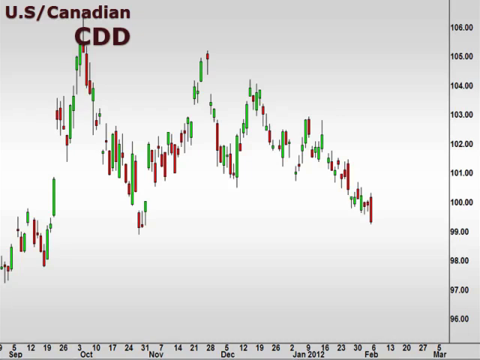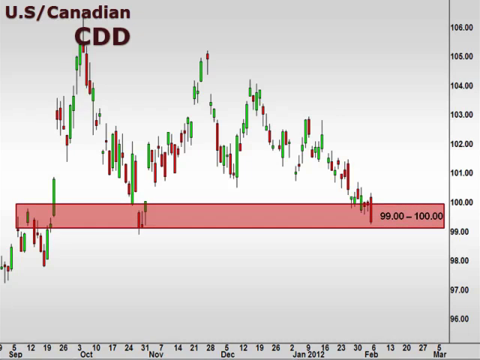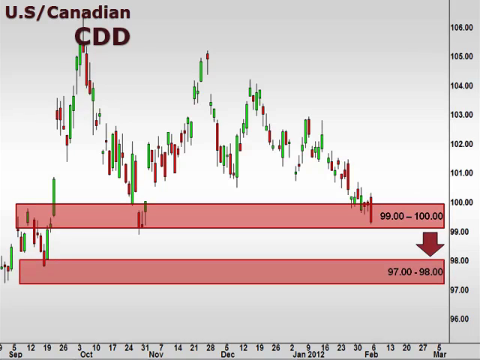Next up, the CDD, the US versus the Canadian dollar. Well, the CDD drops deeper into the 99-100 support zone. Now, we need to see a break back above 100 to lend credibility to a move higher. Failure to hold support at 99 opens the window for a continuation lower towards this 97-98 focal zone.